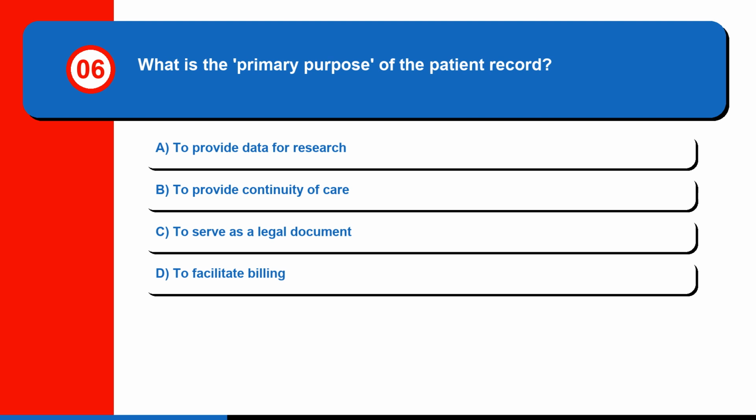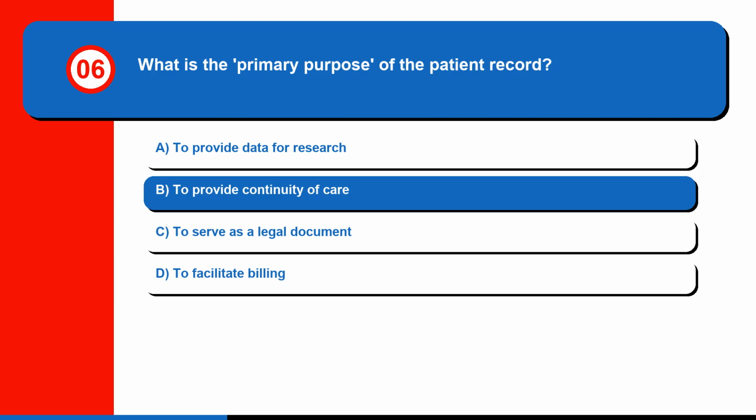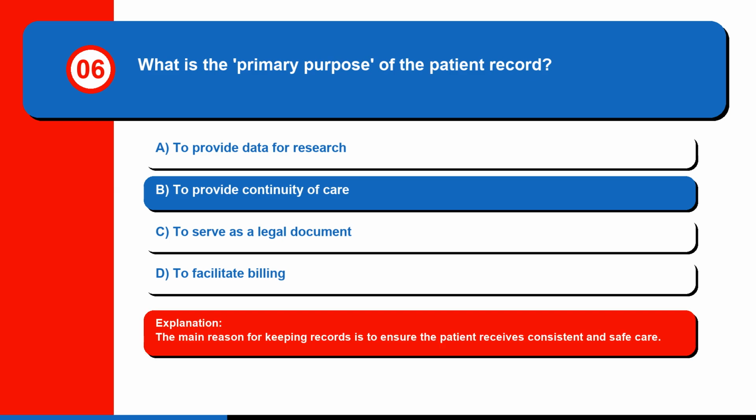Question 6. What is the primary purpose of the patient record? A. To provide data for research, B. To provide continuity of care, C. To serve as a legal document, or D. To facilitate billing? The correct answer is B. To provide continuity of care. The main reason for keeping records is to ensure the patient receives consistent and safe care.